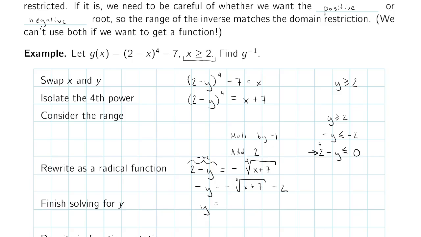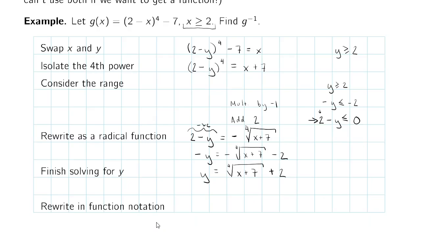And then I'll multiply both sides by negative 1. And that'll give me y equals the positive fourth root again, plus 2. And I don't now need to note the restriction. I don't need to note that y has to be greater than or equal to 2. That happens automatically because of the way the radical is defined. My inverse function, I've got g inverse of x is the fourth root, x plus 7, all plus 2.